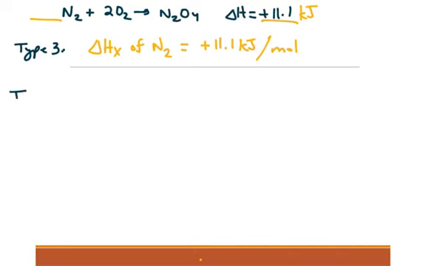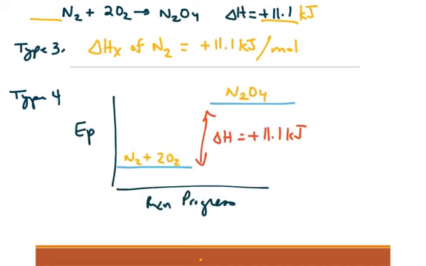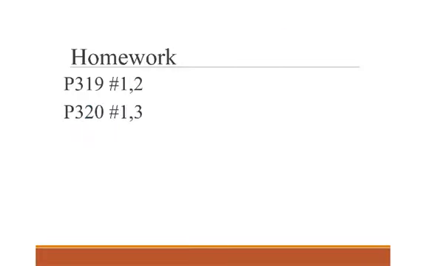And lastly, we're going to set up a graph, again, keeping in mind that it's endothermic. So we start with low energy for the reactants. It's going to increase by 11.1 kilojoules to come up with products of N2O4. And that is all. So try these questions at home so you know what you're doing. And again, we'll see all of these later on in different capacities.